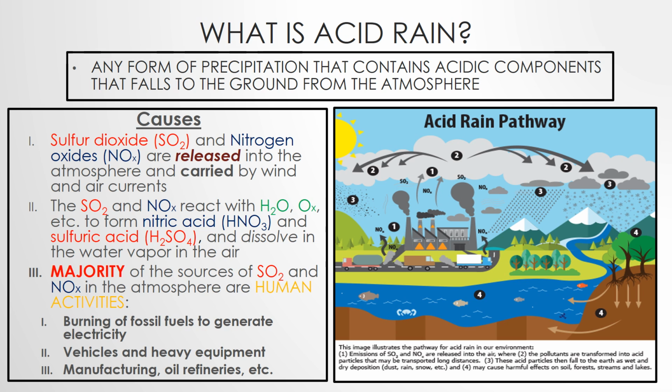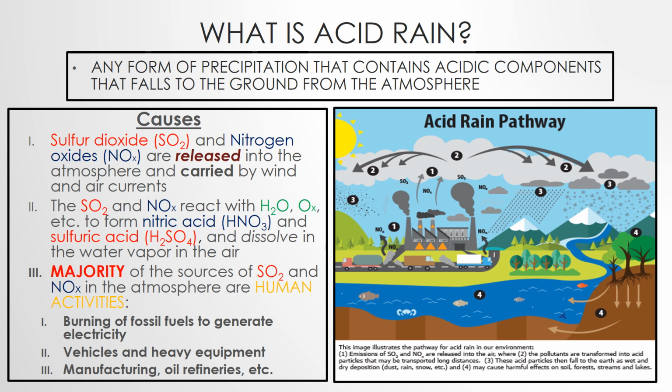Sulfur dioxide mixes with nitrogen oxides, then they're released into the atmosphere and carried around by wind and air currents. Then the sulfur dioxide and nitrogen oxides react with water, oxygen, and other chemicals to form nitric acid, which is HNO3, and sulfuric acid, which is H2SO4. Then they dissolve in the water vapor in the air.